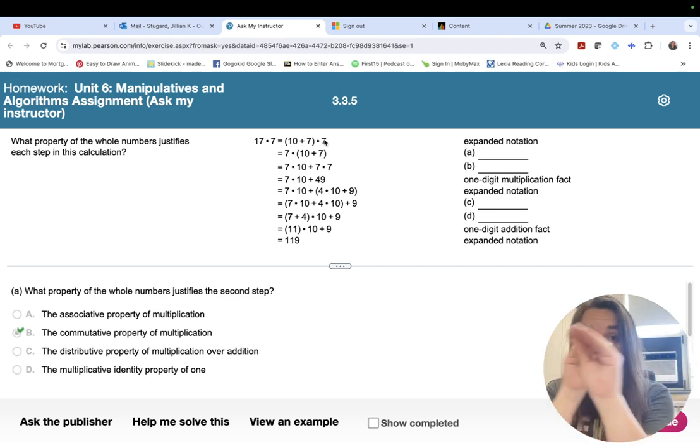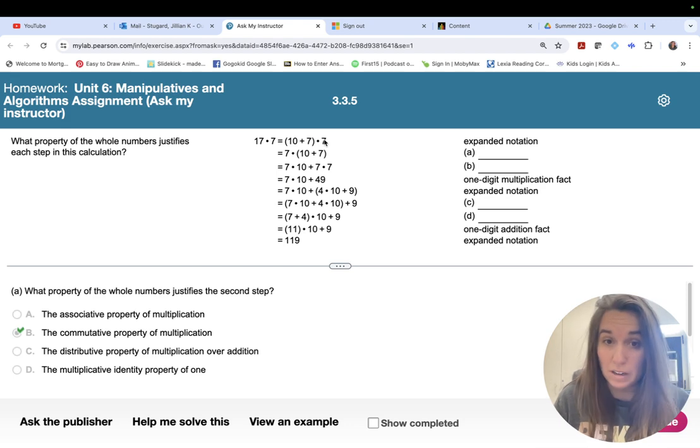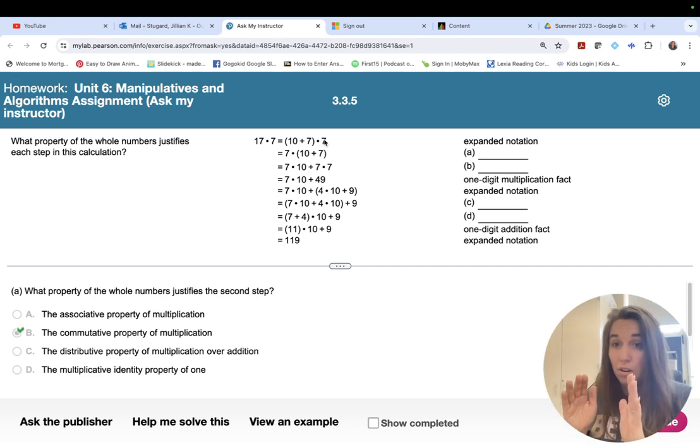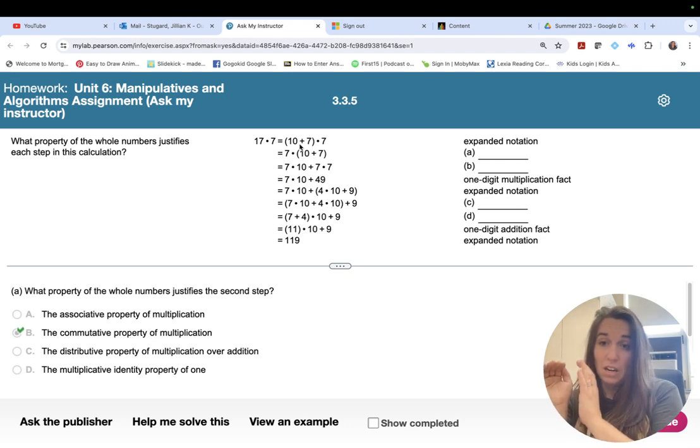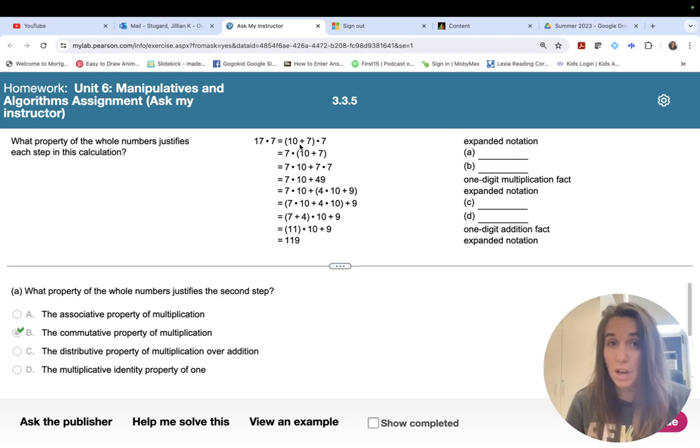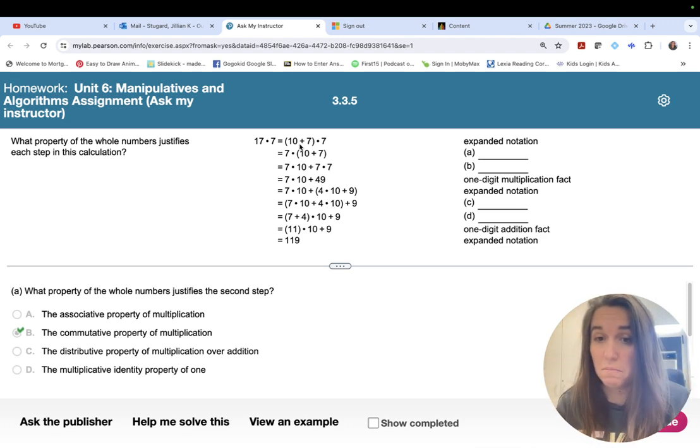And whenever you swap, right, so we've got two things being multiplied together, two factors being multiplied together, that's called the commutative property. That's how it's defined. The commutative property says that it doesn't matter what order we multiply our factors in. So if 10 plus 7 is our first factor and 7 is our second, we can swap them, and 7 can become our first factor and 10 plus 7 can become our second factor. So the order of how you multiply factors doesn't matter.